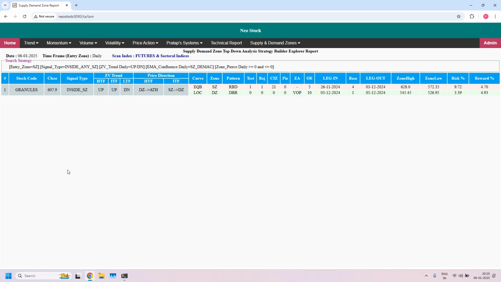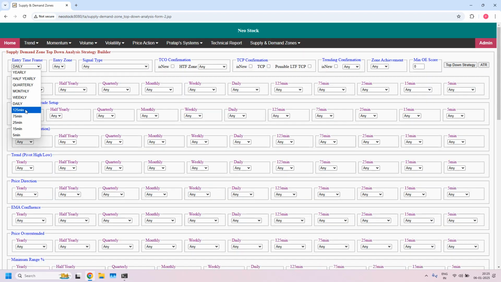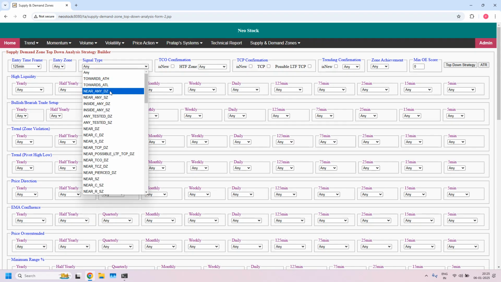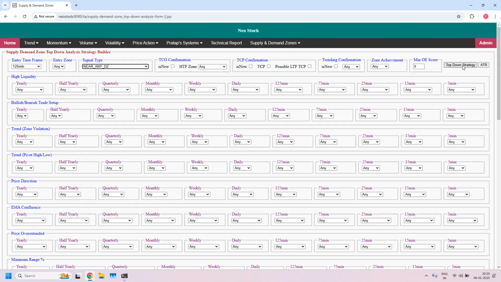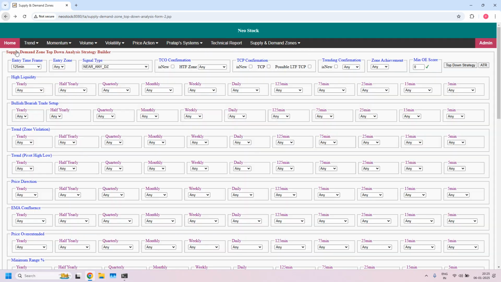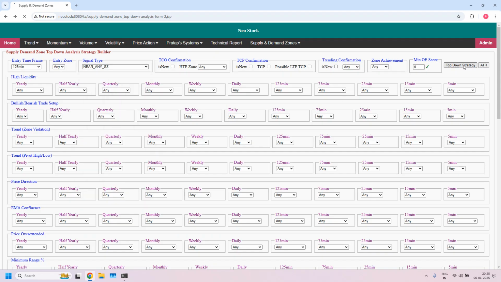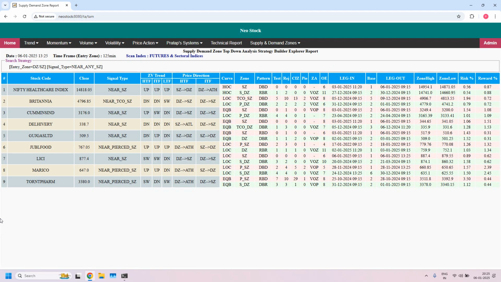Okay, this is about the daily time frame. Next time frame is 125 minutes. Stocks near 125 minutes demand zone. 13 stocks are filtered. Next 125 minutes time frame. Stocks near 125 minutes supply zone. 9 stocks are filtered.